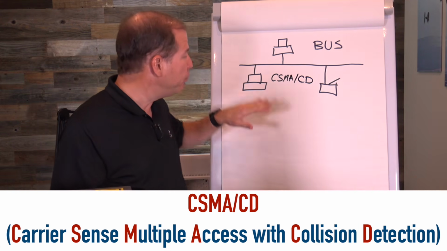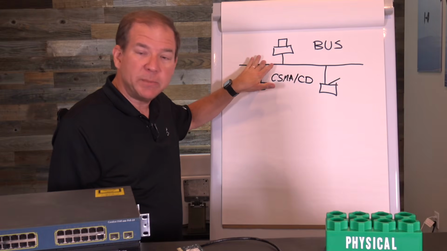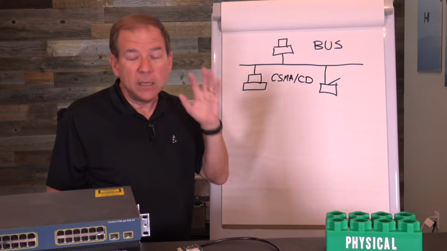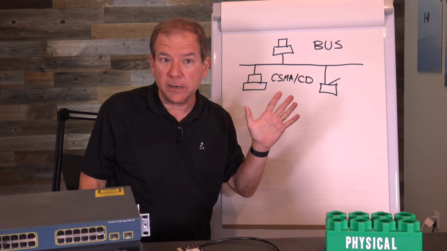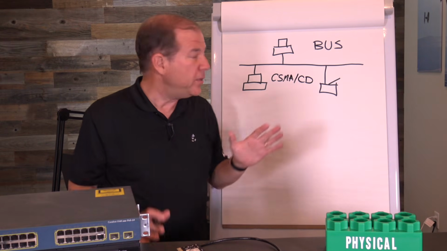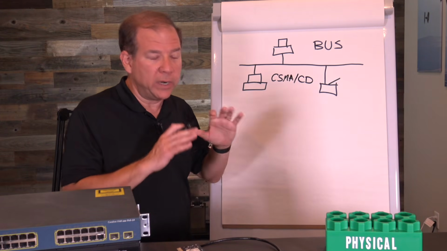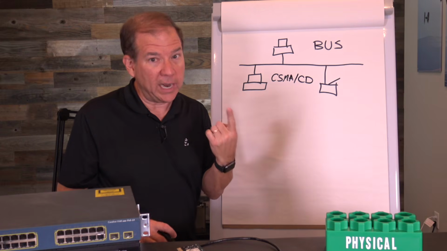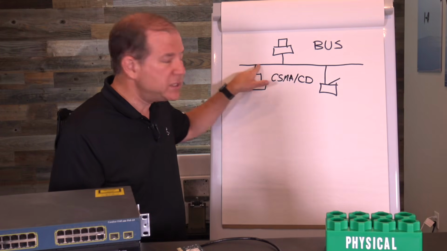What this means is before this guy can transmit data on this bus, he listens to the wire to see if the coast is clear. If he hears nothing, the assumption is that there is no data on the wire. We can only have one packet at a time, so he's going to send his packet.